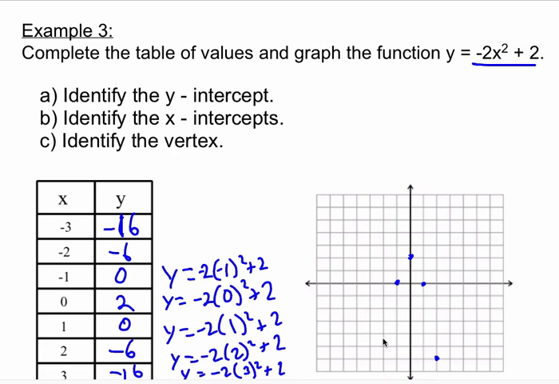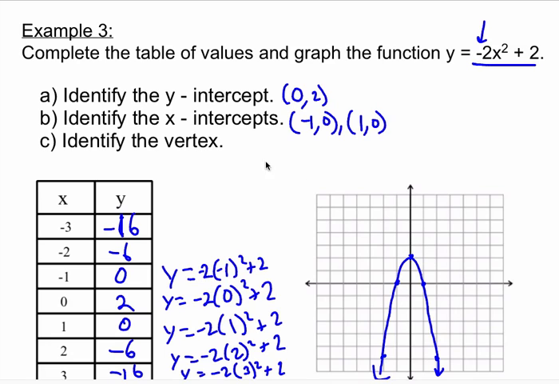Negative 2, negative 6. And this time we have an upside down parabola. It's pointing downwards, right? It's opening downwards. Why would that be the case? Well, it's actually because of this negative symbol here. It makes it an upside down parabola. So the y-intercept in this case is 0, 2. X-intercepts, there's 2 of them. Negative 1, 0, and 1, 0. The vertex is 0, 2.